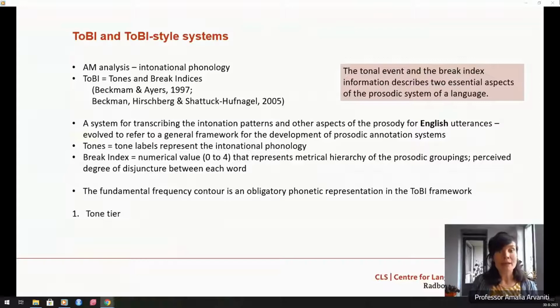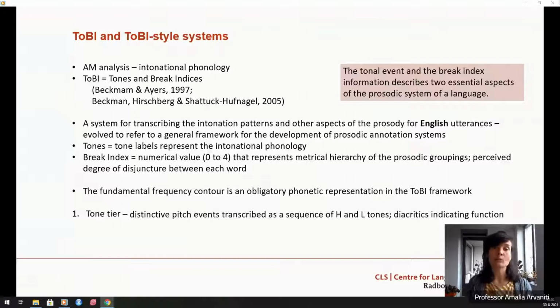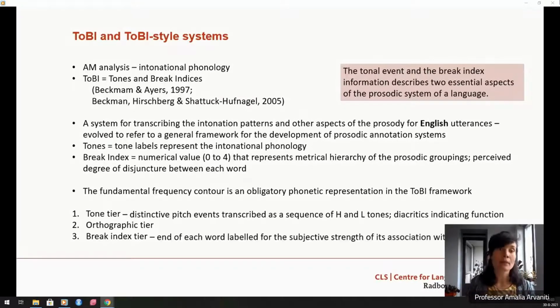These ToBI annotations are based on 4 tiers. The first tier is the tone tier. This is where distinctive pitch events are transcribed as a sequence of high and low tones. And then there are diacritics, which can indicate their function as a boundary tone or as a pitch accent. Then there's the orthographic tier, where words are orthographically represented. The break index tier, where the end of each word is labelled for the subjective strength of its association with the following word. This is the perceived degree of juncture. And there's a miscellaneous tier for notes and such.